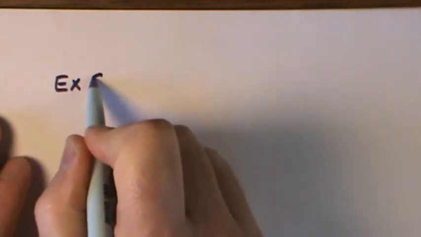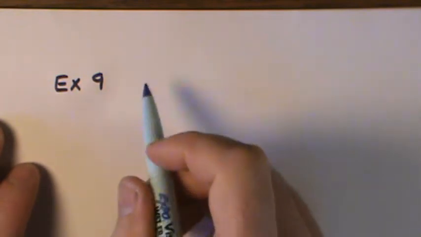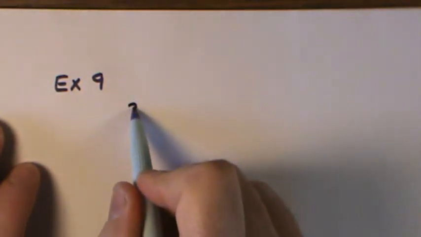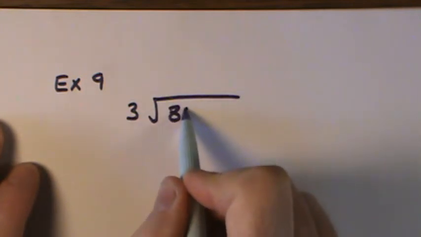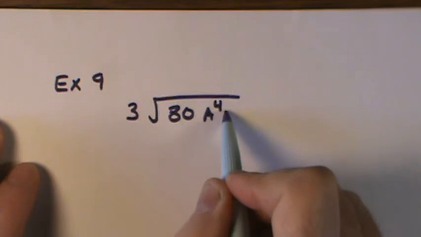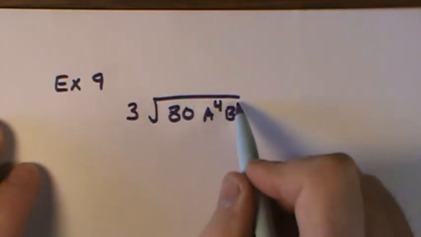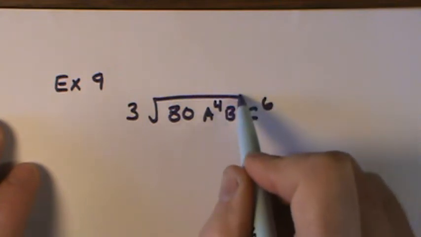And let's do one more example on this. We'll call it example 9 for this video. And this time, let's say we have 3 square root 80a to the 4th b squared c to the 6th.